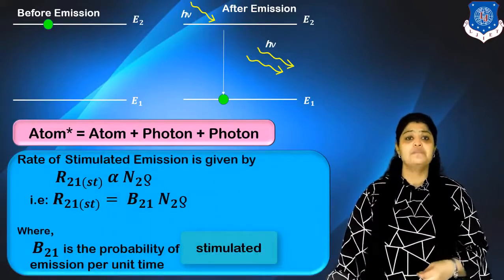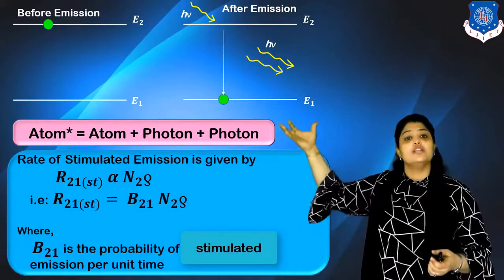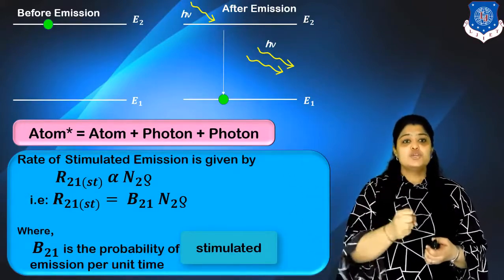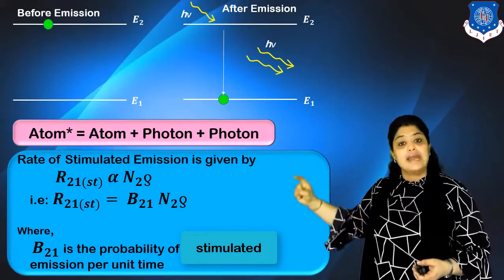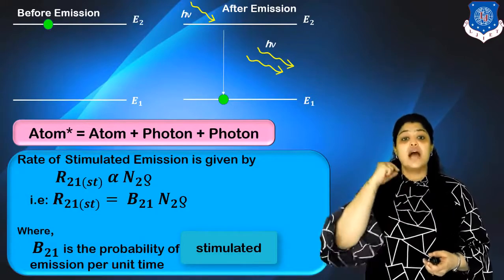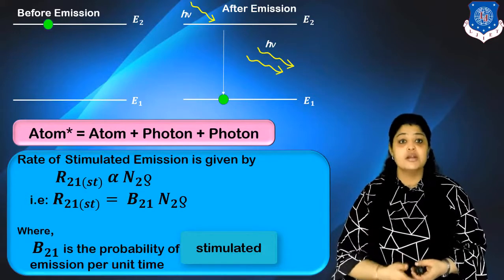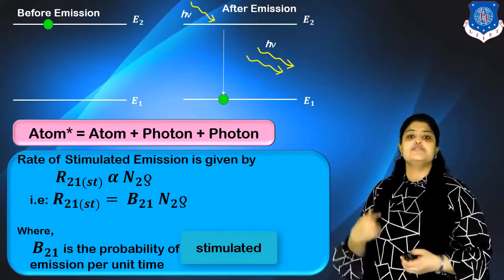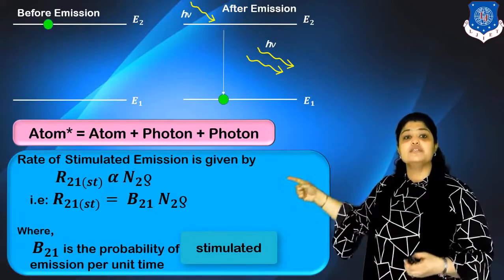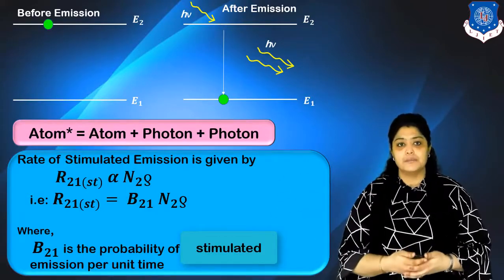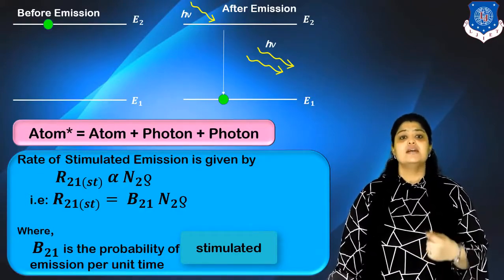And so I define the rate of stimulated emission. Now this rate also depends on the photons being absorbed. And so in the equation we have R21 stimulated is proportional to N2 into rho. It depends on how many atoms are present in the higher state as well as the density of radiation. And so the third coefficient of Einstein is defined as B21, which is known as the probability of stimulated emission per unit time. So this was about the three processes which Einstein discussed.